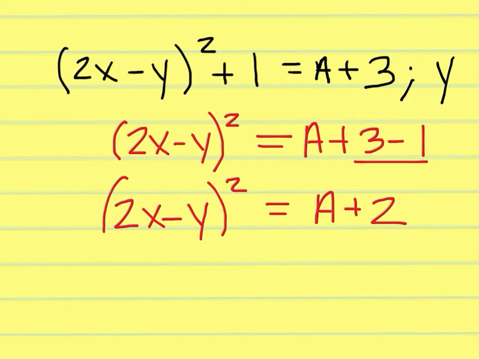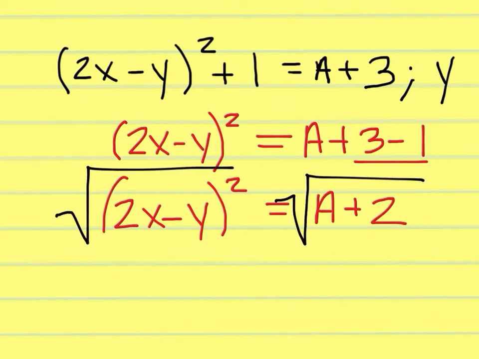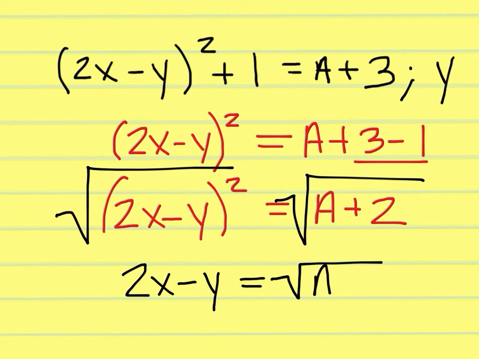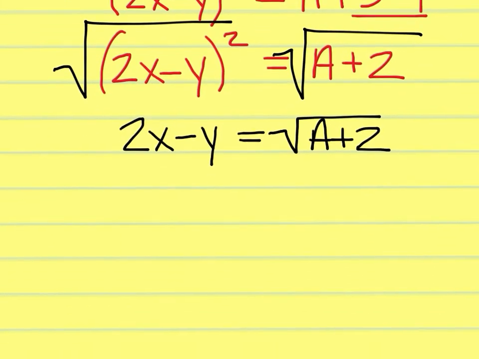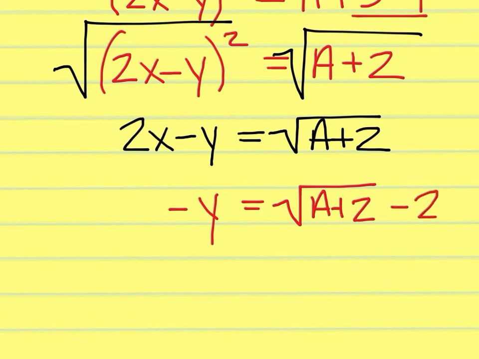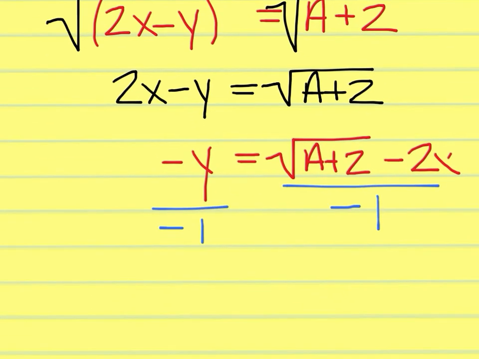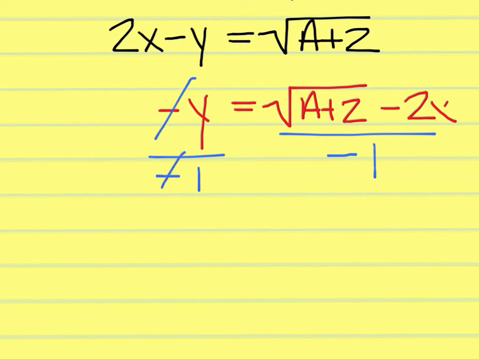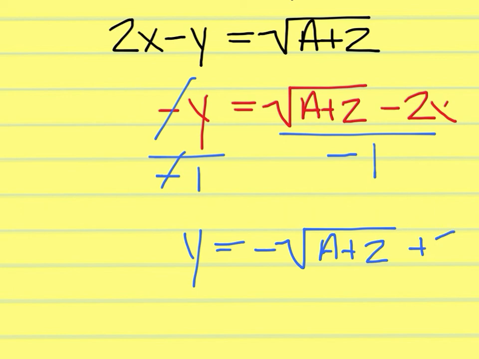Now we must undo the quantity squared by using the square root of both sides to get 2x minus y equals the square root of a plus 2. Now let's move the 2x over to the right side and make it minus 2x. But notice it is not under the square root symbol. And we'll now have to divide both sides by a -1. To do that, these cancel. You have a positive y equals a negative square root of a plus 2, and then plus 2x.